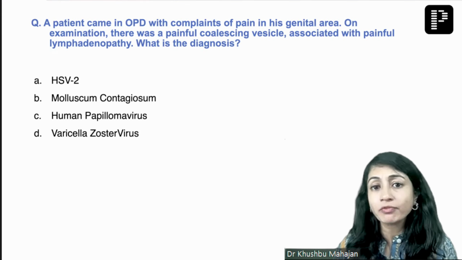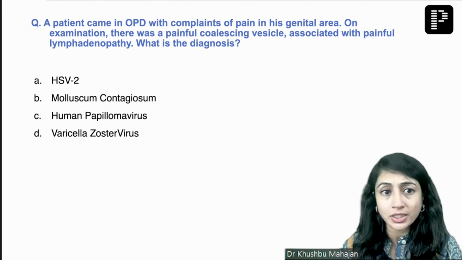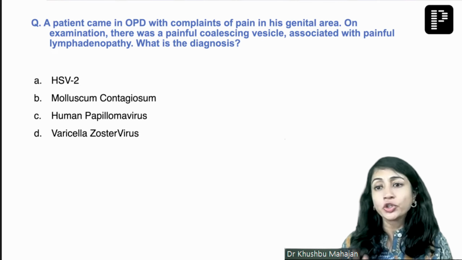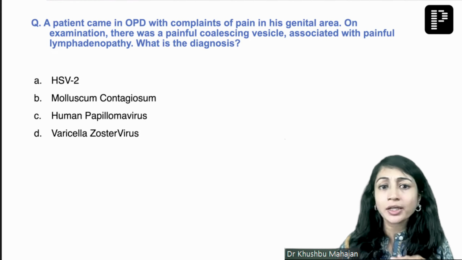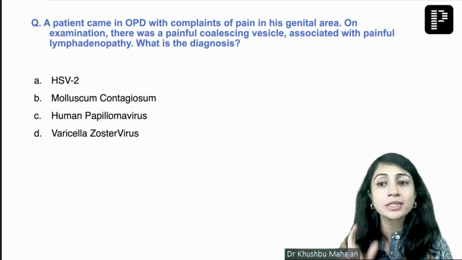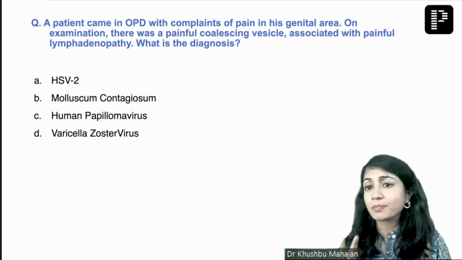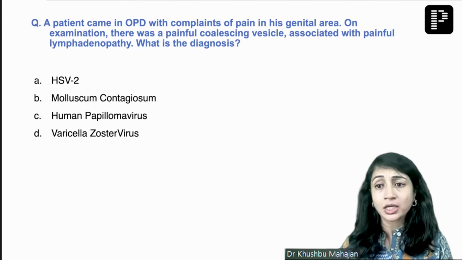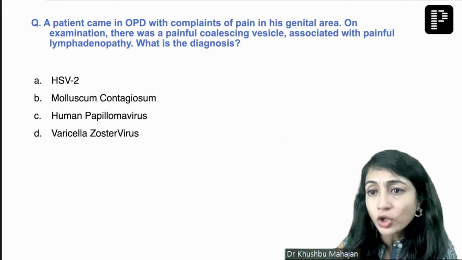A patient came to the OPD with a complaint of pain in the genital area. On examination, you noticed painful coalescing vesicles associated with painful lymphadenopathy. So either the diagnosis was asked or you were asked the causative organism. Again, pretty clear, no confusion. Pain in the genital area, coalescing vesicles. If there was the term coalescing vesicles in the question, you know we are dealing with herpes simplex virus, because only this virus leads to coalescing vesicles. Especially herpes genitalis will present in the genital area with pain, painful lymphadenopathy and coalescing vesicles. So the diagnosis here becomes herpes genitalis, and the causative organism we all know is HSV, herpes simplex virus 2.